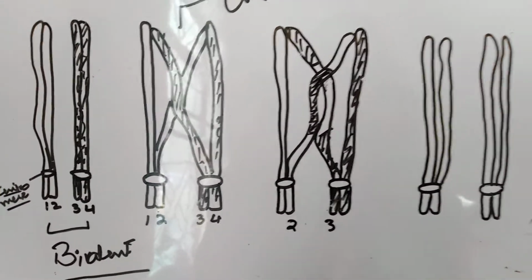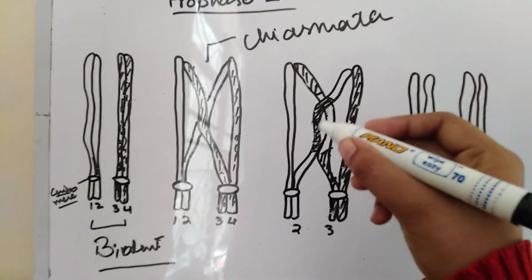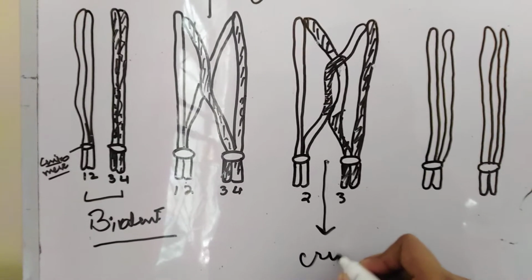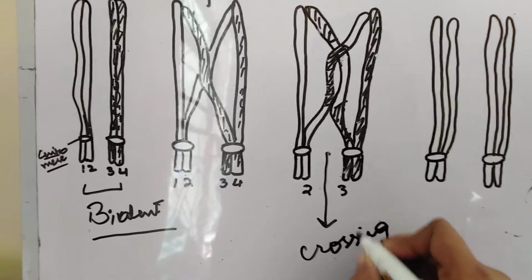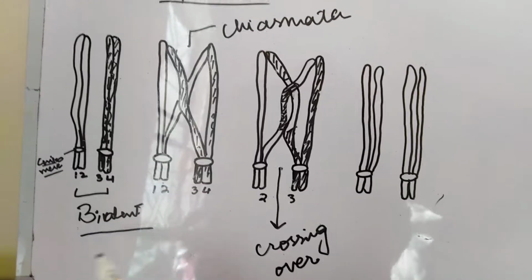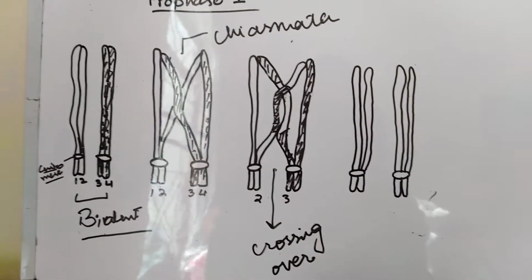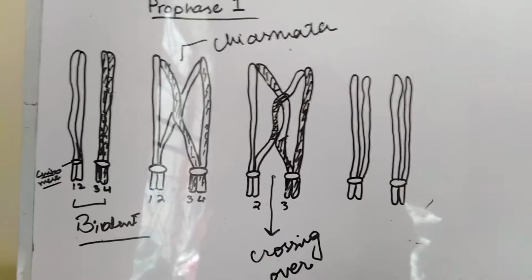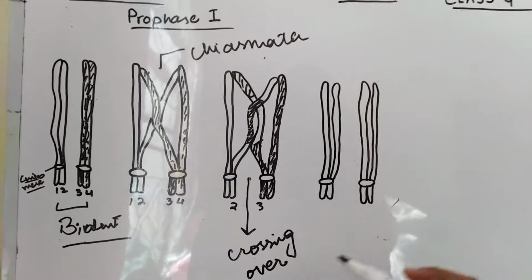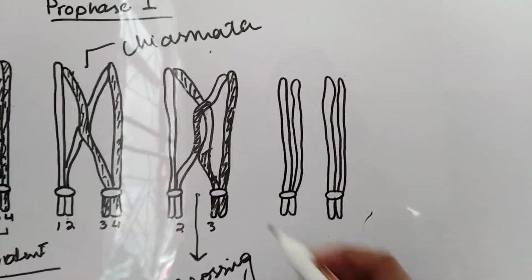The 2nd and 3rd chromatids exchange their segments. This exchange of segments is known as crossing over. This is a very important definition from the board's point of view. Bivalent, tetrad, chiasmata and crossing over are all important definitions. These concepts must be on your fingertips. They come as short questions, and the whole of prophase 1 comes as a long question. You have to be prepared in every situation.